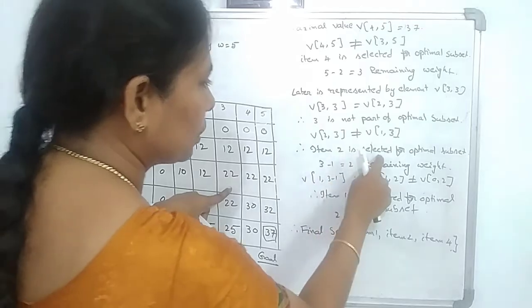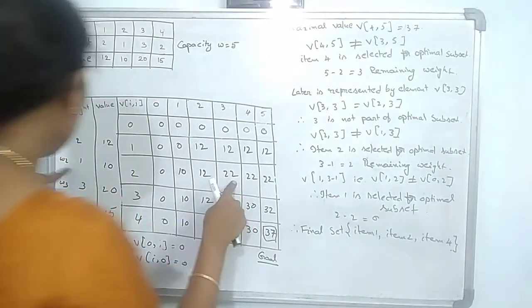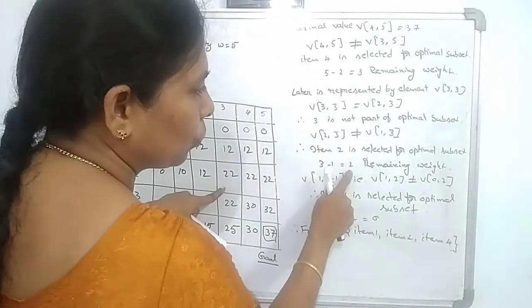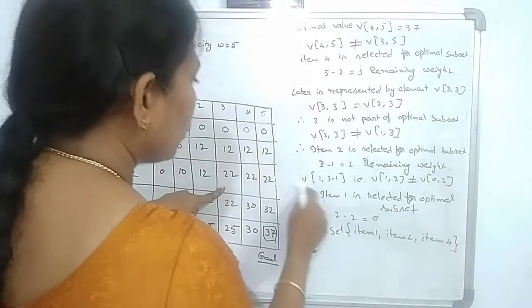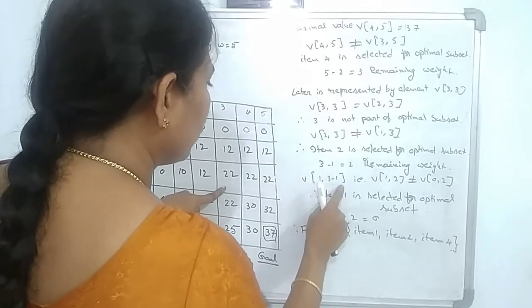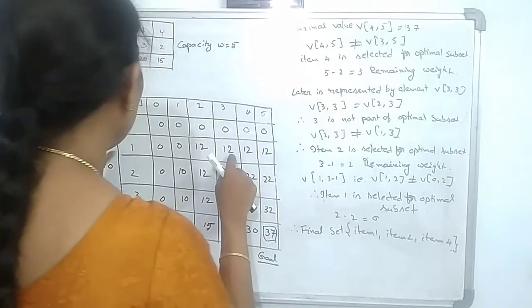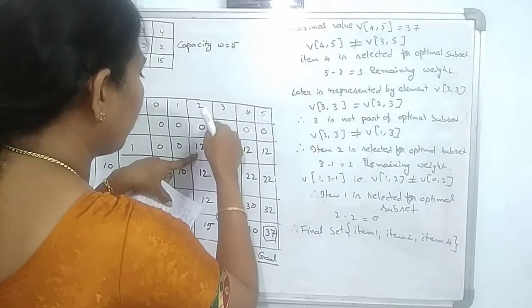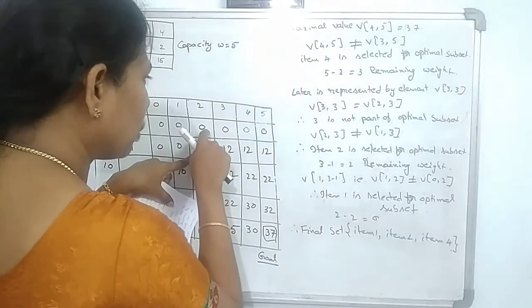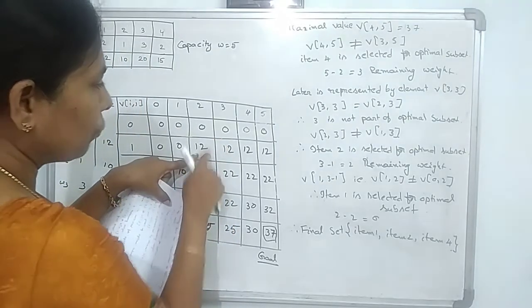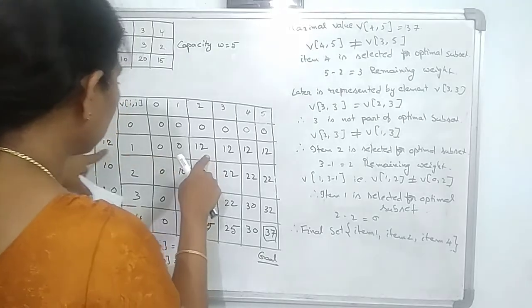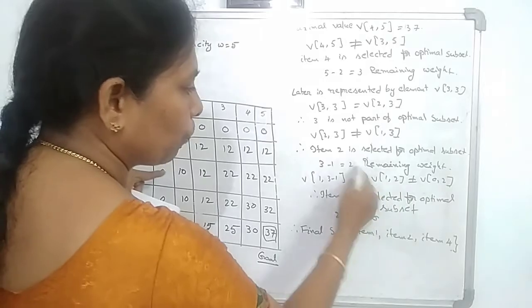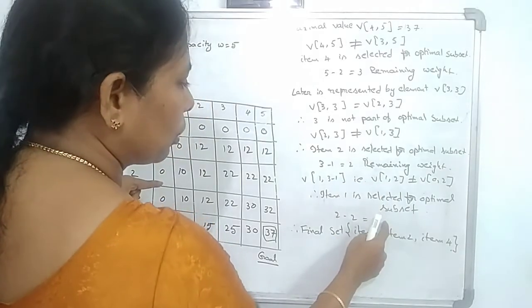So item 2 is selected and the item 2 weight is 1. We are having the remaining 3, so 3 minus 1 equals 2. So the remaining weight is 2. Okay, now we can go to V(1,2). You can compare V(1,2), which is 12, and again compare with the above value, that means V(0,2). So 12 and 0 are not equal. At that time you can select the item 1. The item 1 weight is 2, so the remaining balance is 2 minus 2 equals 0. So the total is completed.